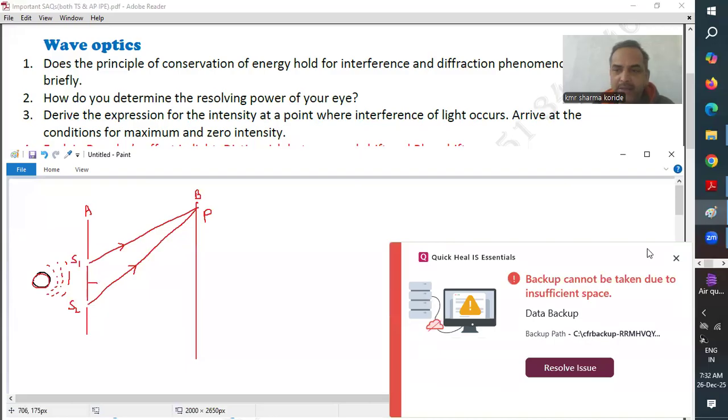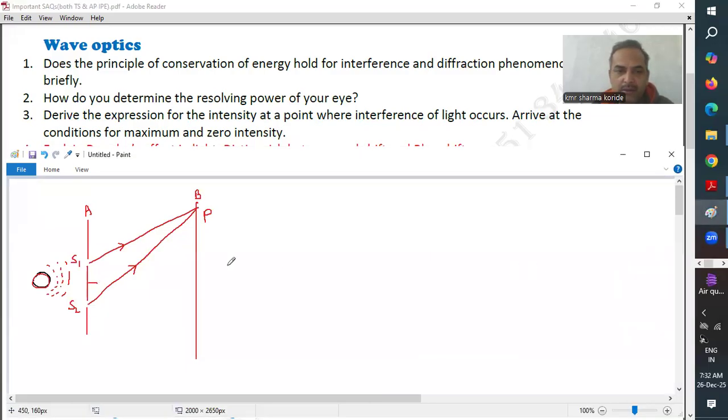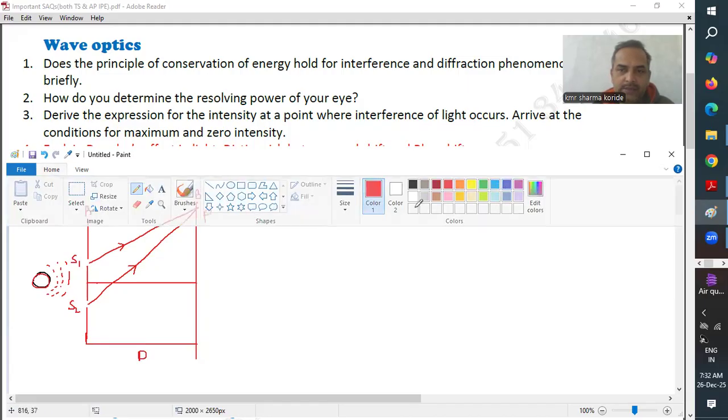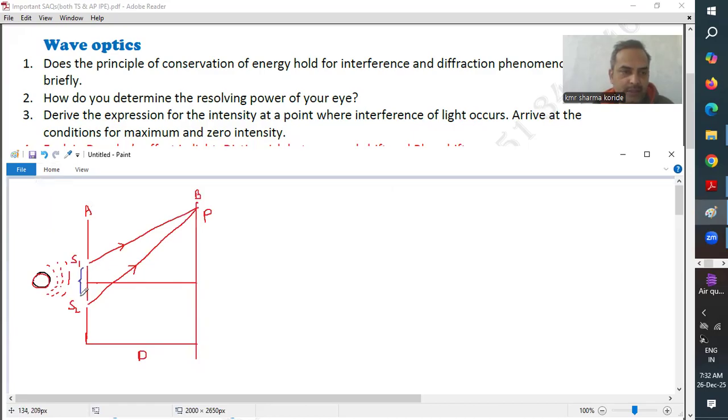So capital D is the distance between the two screens. So this is capital D. And small d is the distance between the two slits. Let us say this is small d.